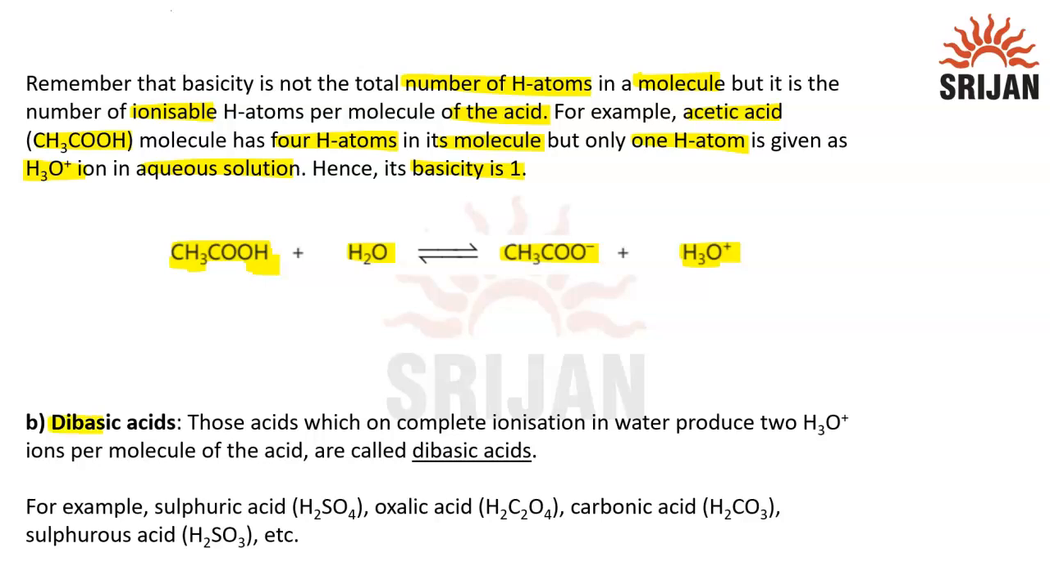The second category is dibasic acids. Di means two, which means that these acids on complete ionization in water produce two H3O positive ions, or they release two H plus ions in the water.